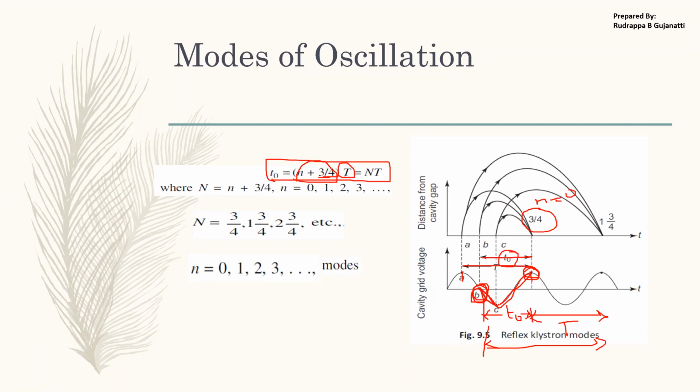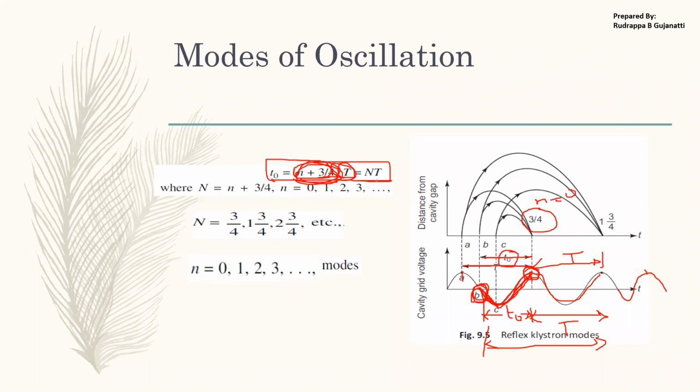So here, if I just see, it is 3 by 4. If the next interaction I have to consider is at this point, from here to here, what is the value? It is T, but this additional thing is there, right? T, which will be given by the mode value. So if you keep on checking for the next mode from this point, it will be 1 3 by 4 into T. Then if I go for the next point, it will be 2 3 by 4 into T.